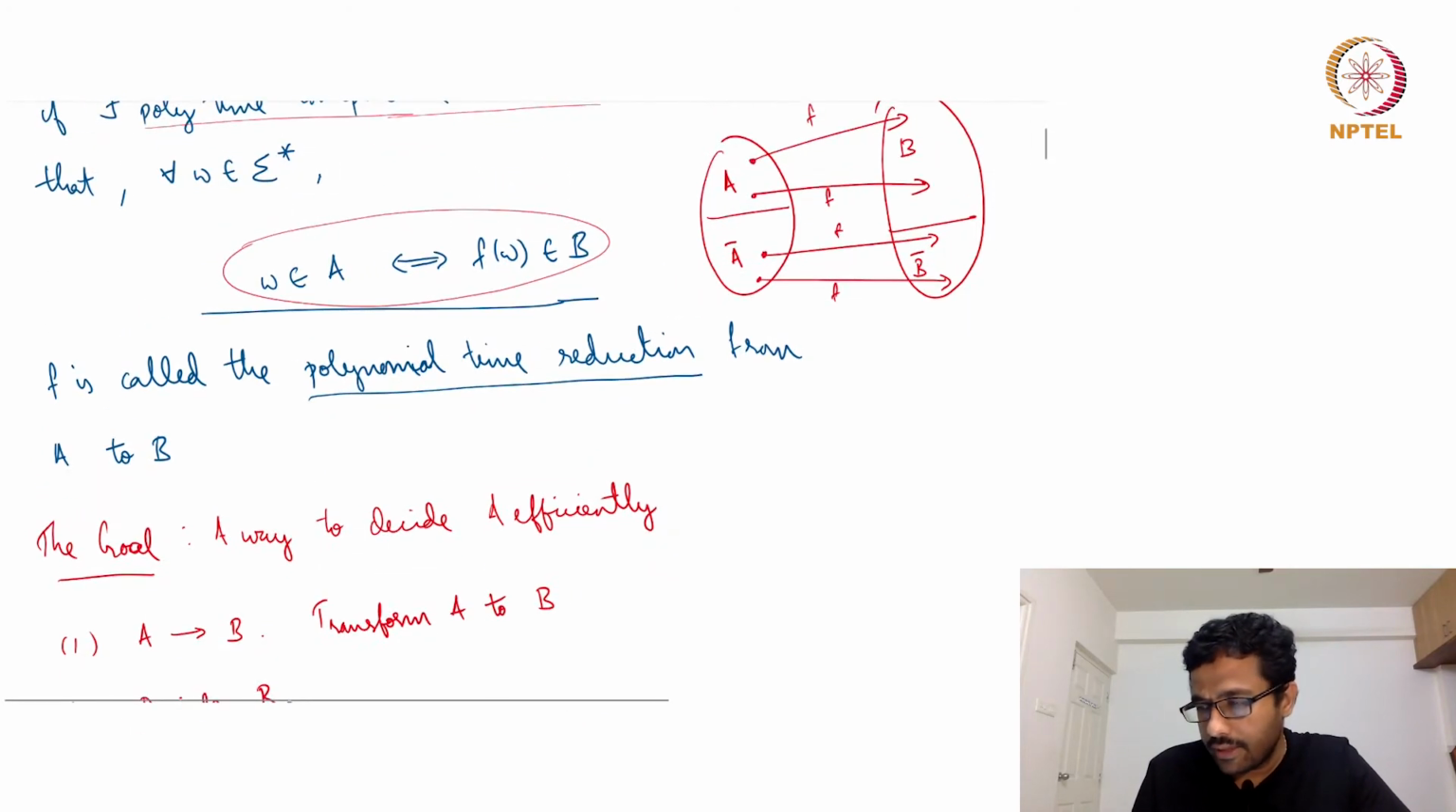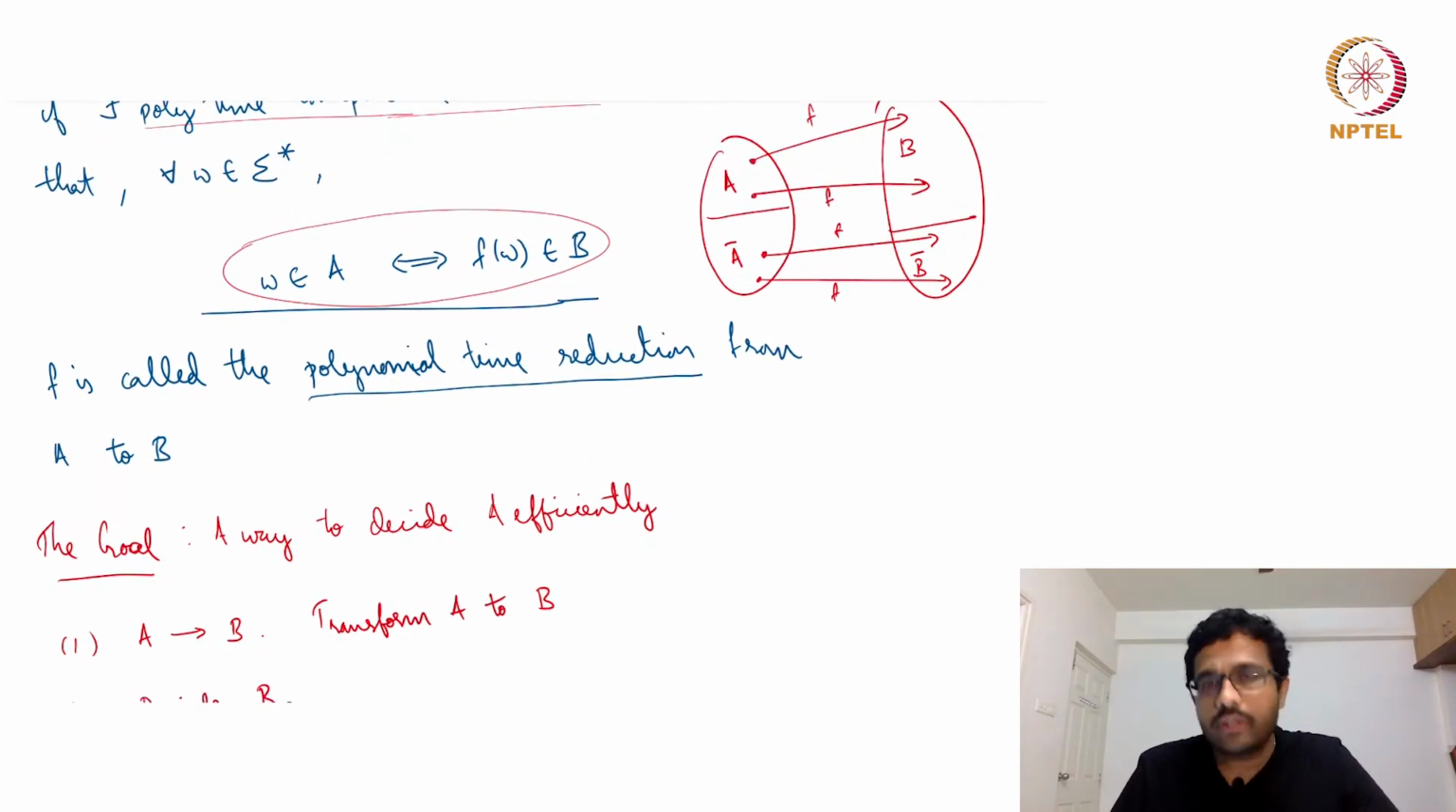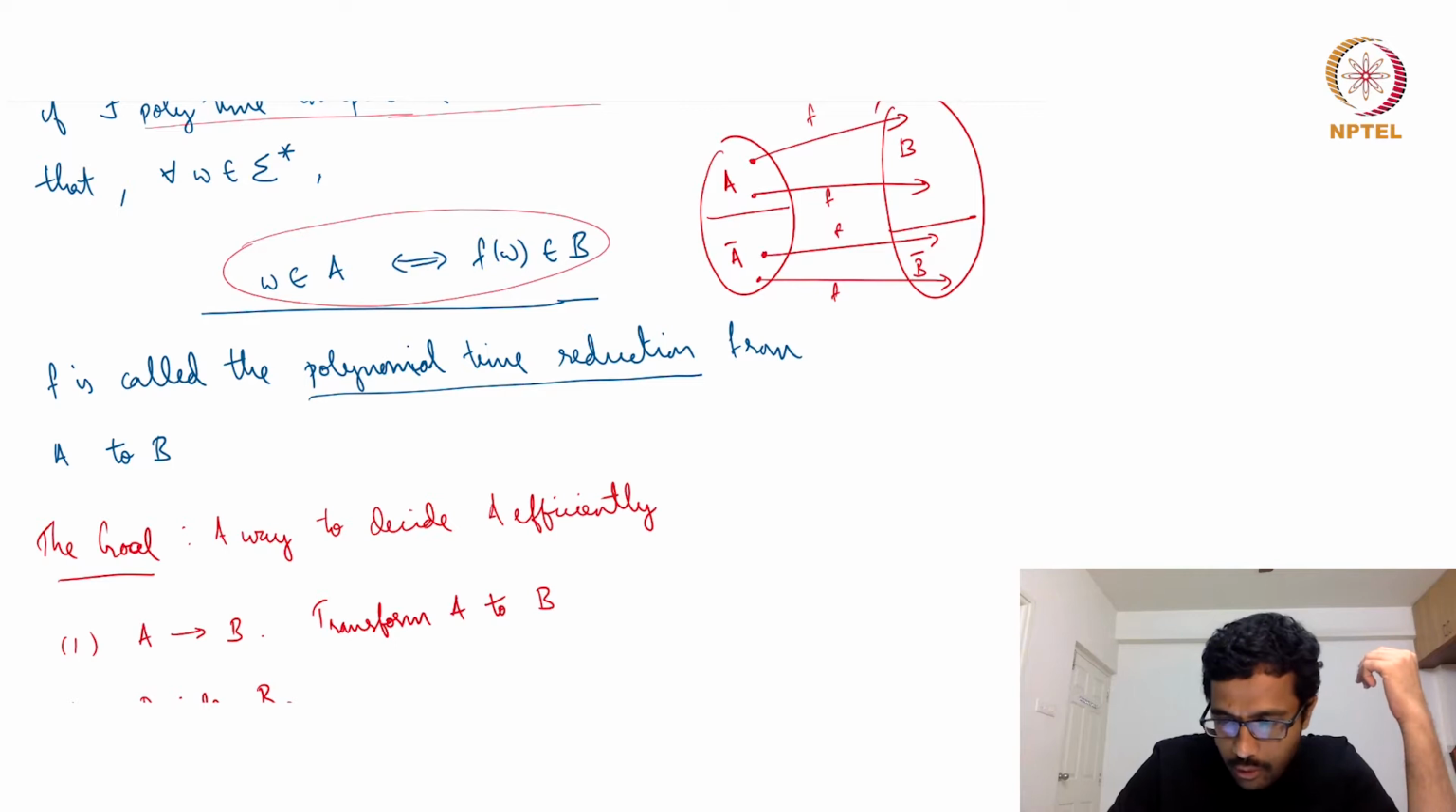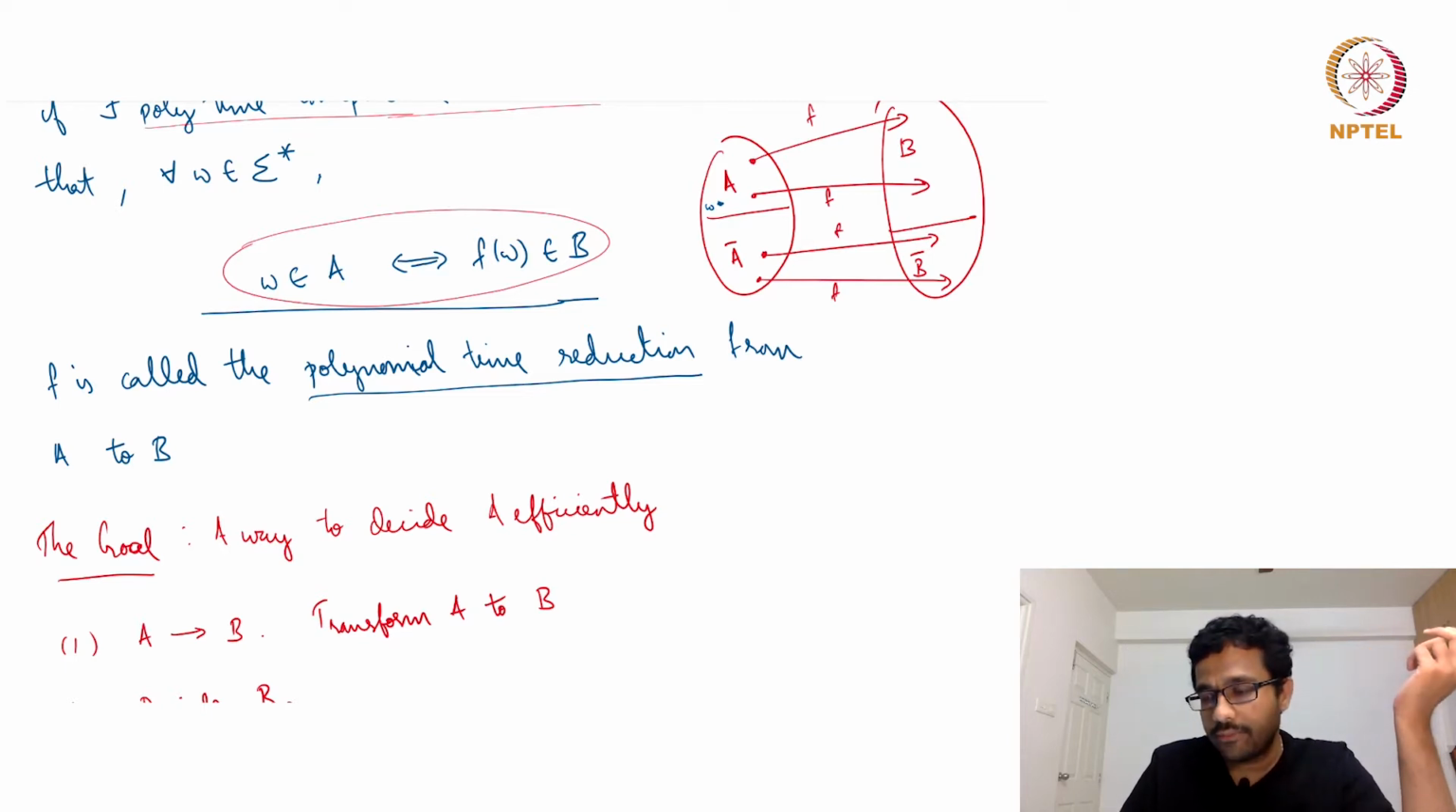So you are given a W and you have to decide whether W is in A or not, but you don't know a way to decide that. So you don't know whether W is in A or A complement, right? What you can do is, let's say W is in A, but you don't know that, and you compute f of W.